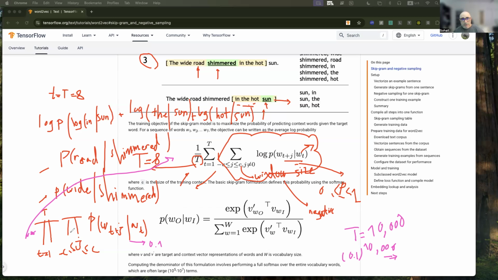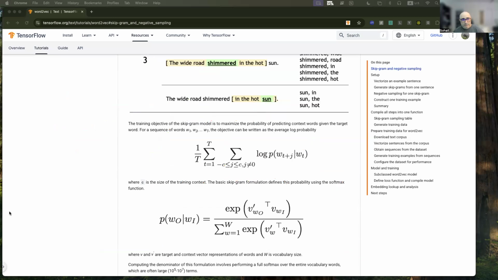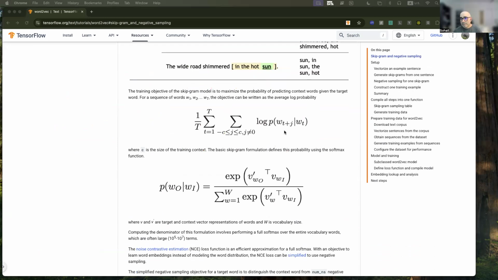All right, so now, this is a probability. What is this probability coming from? As you see in here, for each one of them, it's coming from this equation. And this is softmax. This is softmax.